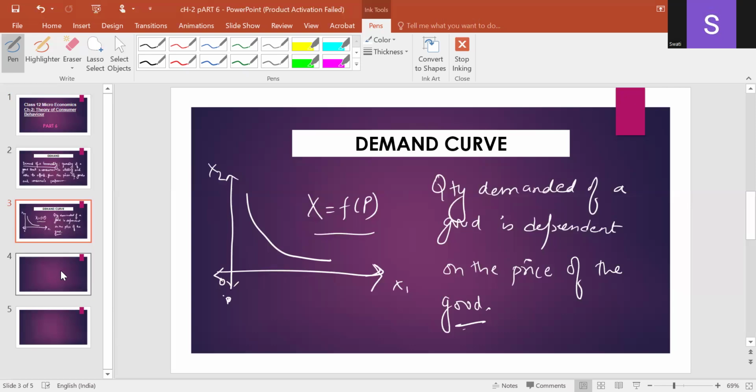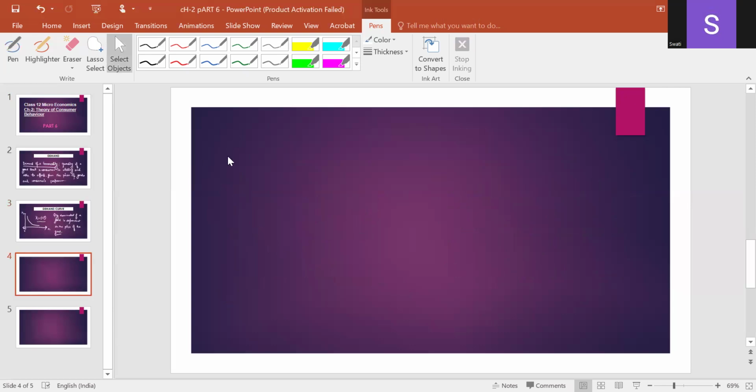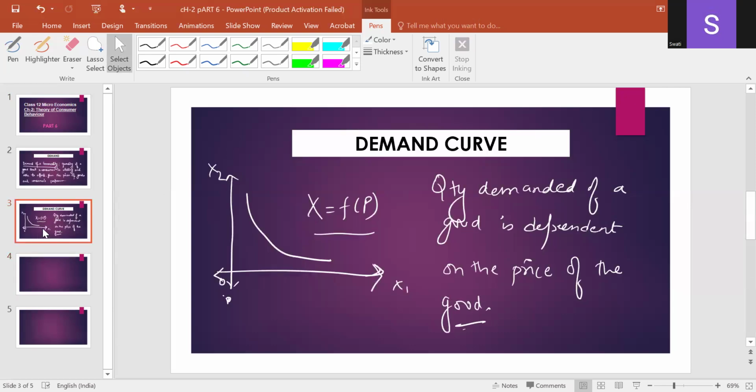But just understand that the demand curve is basically a function of price, considering other factors remain constant, assuming other factors like consumer preferences, prices of other goods, and the income remain constant. Assuming other factors remain constant. All right.